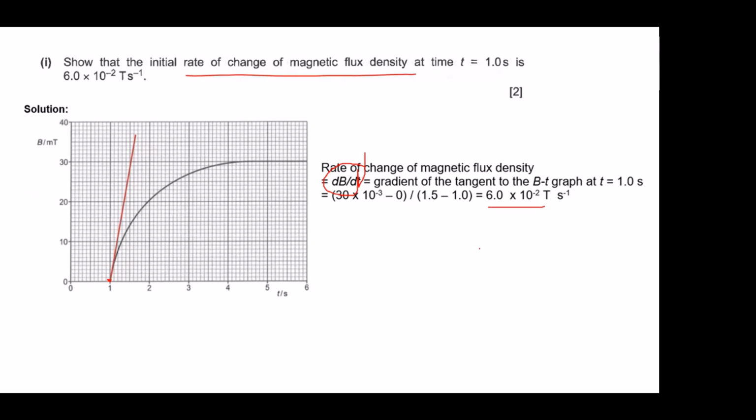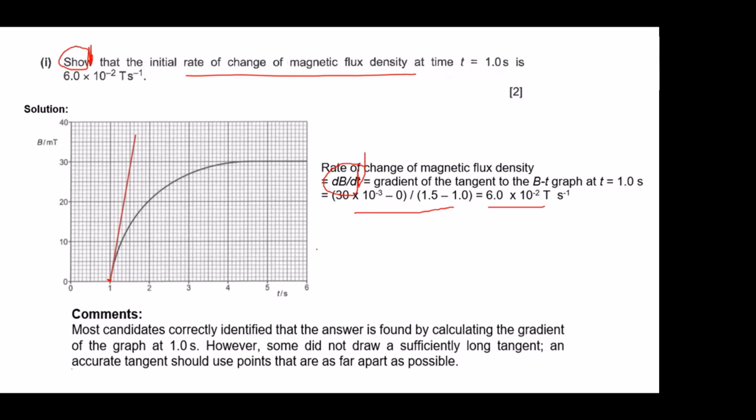Because it's a show question, just take note that you have to show all your working, including how you find your gradient. The gradient of the graph, drawing the line pivoting at 1.0 second. Be careful that you have to draw a long tangent. Points that are used should be as far as possible. Do not use two points that are too close together to find your gradient triangle.